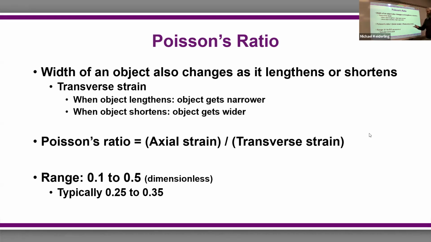And Poisson's ratio is transverse strain over axial strain. It's the ratio of how much the object compresses to how much it gets wider. And it ranges up to about 0.5, and it's typically about 0.25 to 0.35. So if it gets shorter by, I don't know, 10%, it'll get wider by 2.5%. That kind of idea.